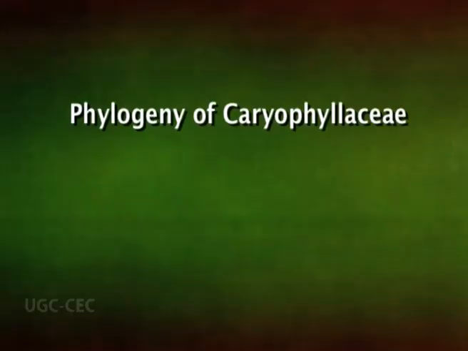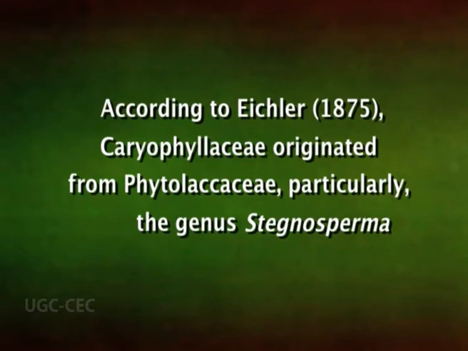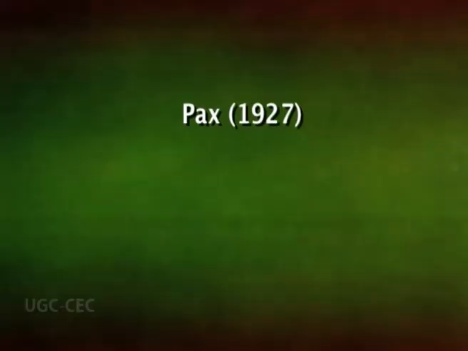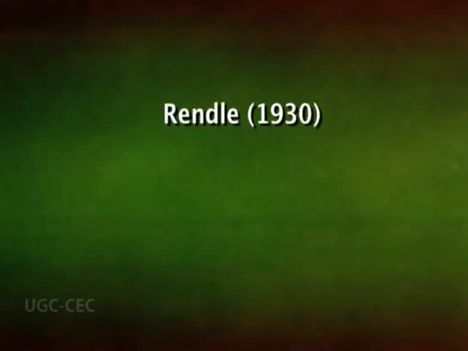We now come to the phylogeny of Caryophyllaceae. There are two views regarding the origin of Caryophyllaceae. According to the first view, as proposed by Eichler, the family Caryophyllaceae is believed to have originated from Phytolaccaceae, particularly the genus Stegnosperma. This genus has two whorls of stamens, the outer whorl being modified into petals. This view is supported by Pax, Wettstein and Rendle.